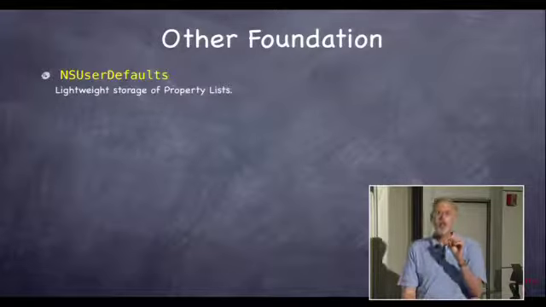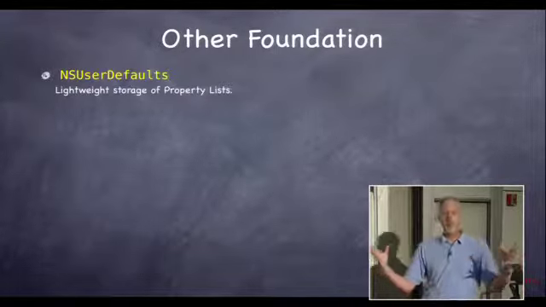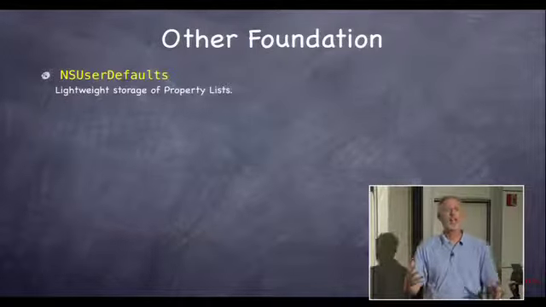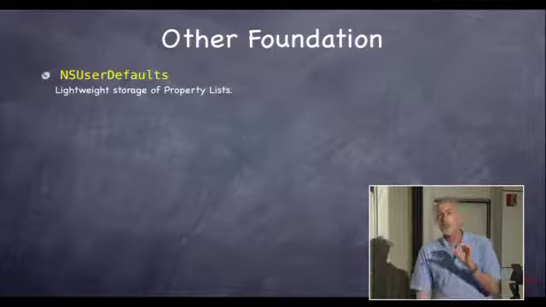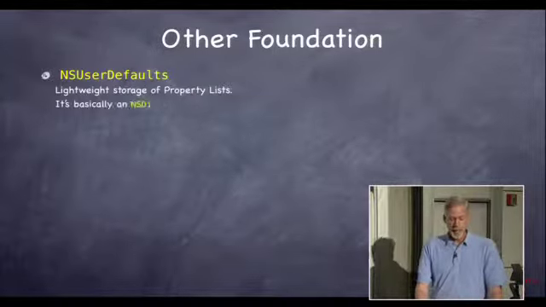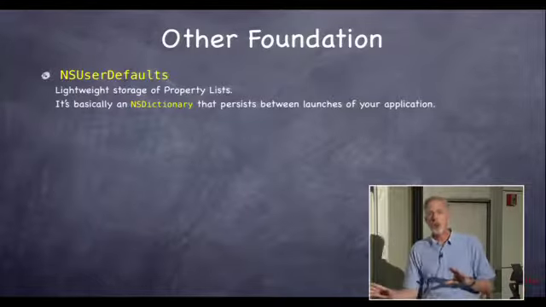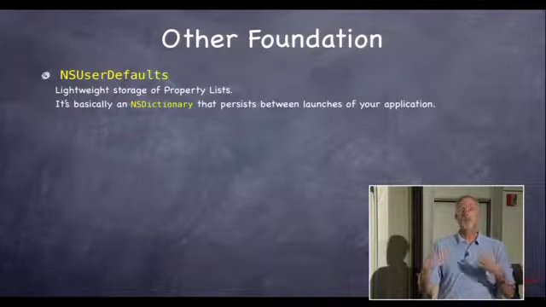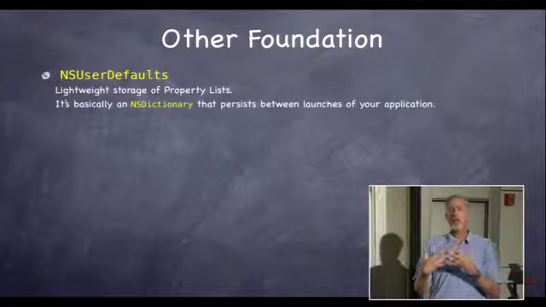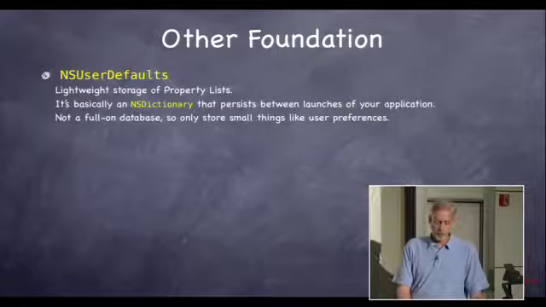And by lightweight, I mean lightweight, small. Strings and dates, maybe an array or two, a dictionary that's small, not images and gigantic data structures, okay? This is lightweight. This is for things like user preferences. That's why it's called user defaults, okay? It's basically an NSDictionary that persists between launches. So your application, or even between the phone crashing or whatever, when your application launches, it will get its user defaults back to the way they were when you last synchronized it, which I'll show you in a second.